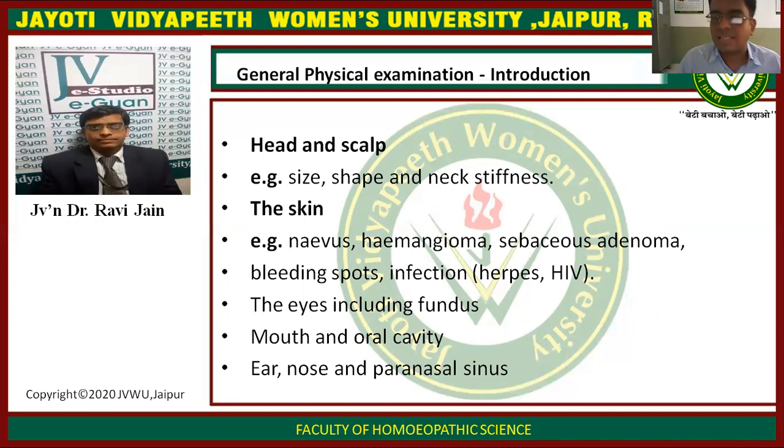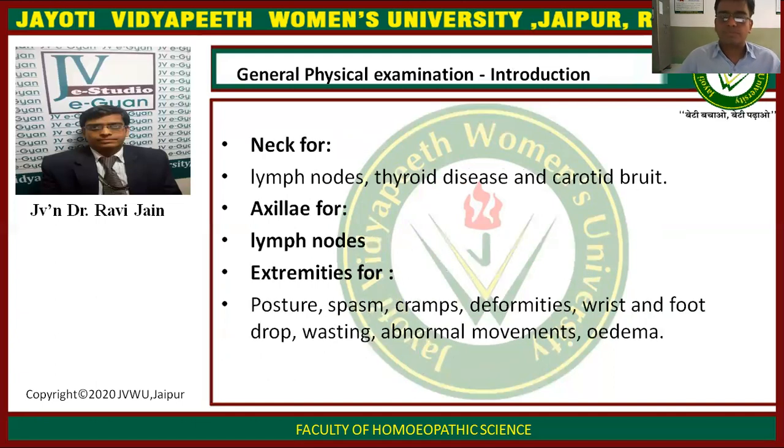So, in the general physical examination, you need to see the head and scalp for size, shape, and neck stiffness. In the skin, you have to see for naevus, hemangioma, sebaceous adenoma, bleeding spots, infections like herpes and HIV, eyes including the fundus, mouth and oral cavity, ear, nose, and paranasal sinuses.